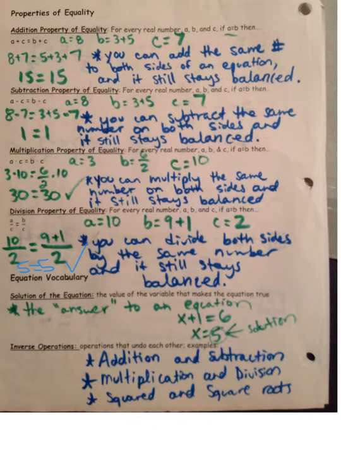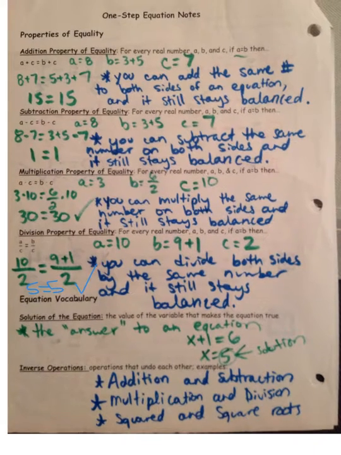All right, 2 more very important vocabulary words are below. Solution of the equation is the first one. The value of the variable that makes the equation true. That's what a solution is. It's the value of the variable that makes the equation true. In other words, usually we call it the answer. It's the answer to an equation.